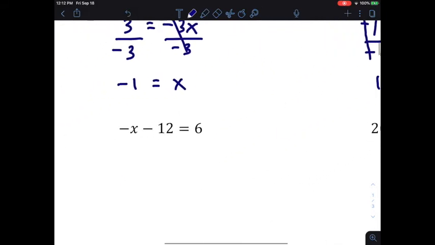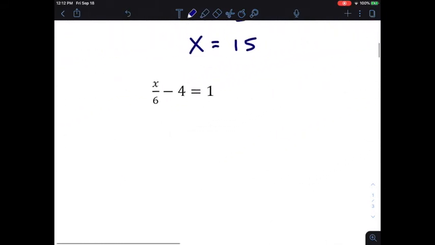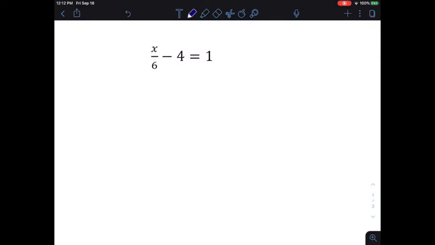Okay, let's keep going. All right, here we go. We have a little division, and then we have some subtraction. The thing that is furthest away from the variable in this case is the minus 4. So I'm going to start by adding 4 to both sides. When I add 4 to both sides, it cancels on this side. So I have x divided by 6 that I'm going to bring down, and then 1 plus 4 is 5.